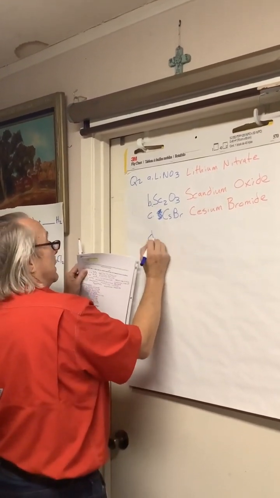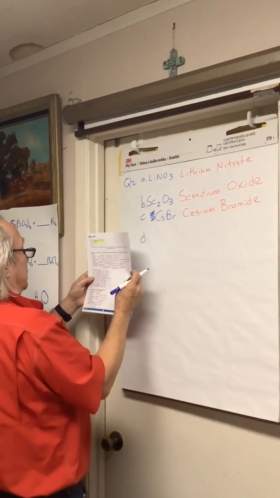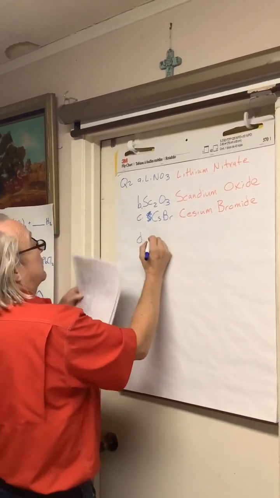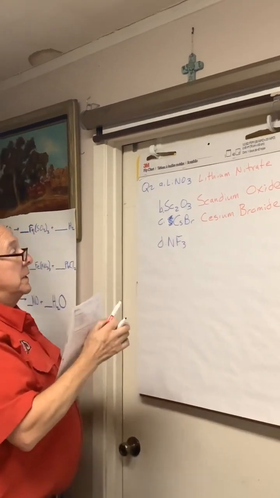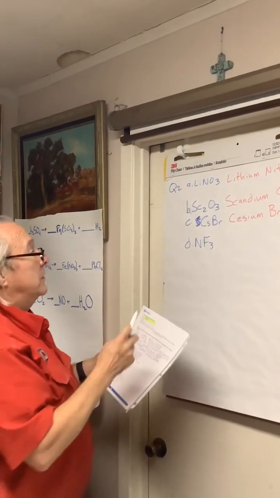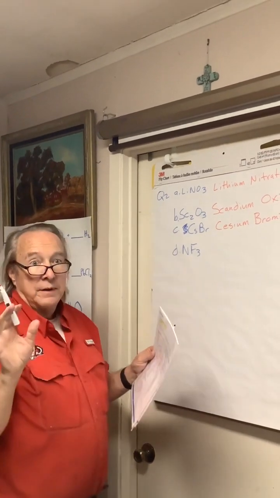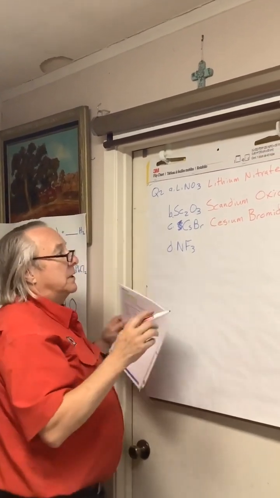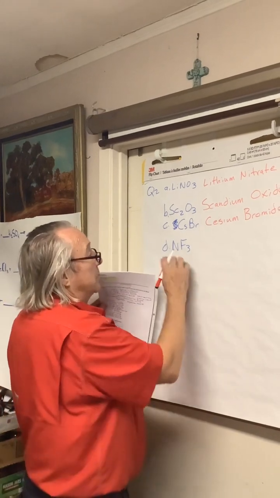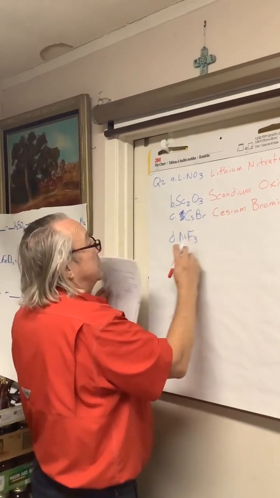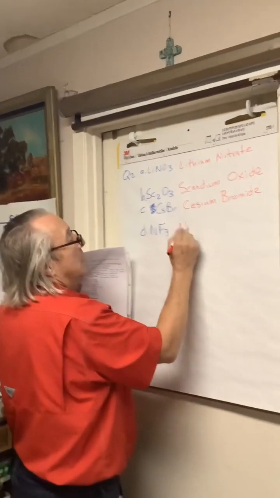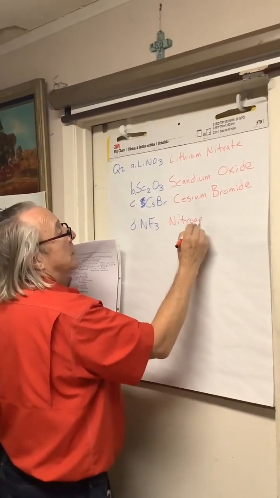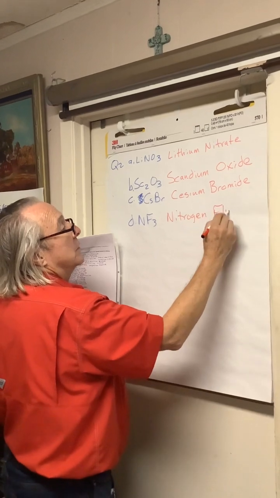So let's go on to D and see if we can get through these quickly. It's NF3. Fluorine is group 7, always -1. Nitrogen's group 5. It has all kinds of valences, but very frequently +3, so you get this nitrogen with 3 fluorines, but this is just nitrogen fluoride.